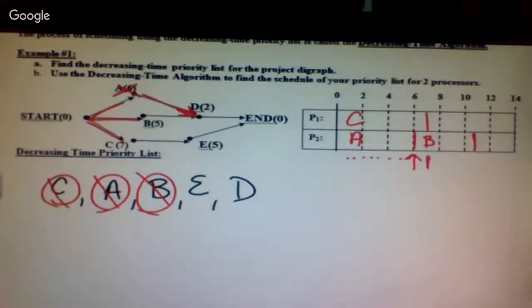At 7, we've now finished task C. C leads into E. So E is now ready. We can go ahead and schedule E. That takes 5 minutes. So that takes me to 12.